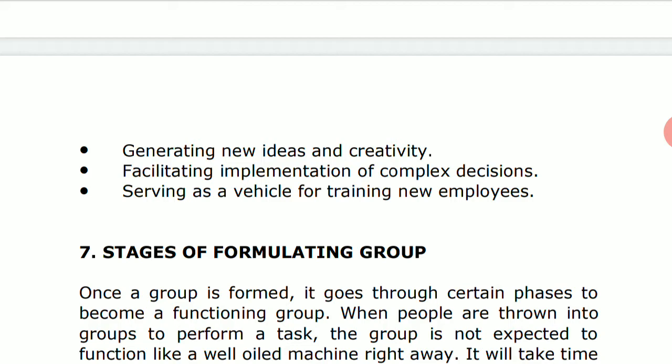When we meet next, we'll be learning about the process or stages of formulating a group.